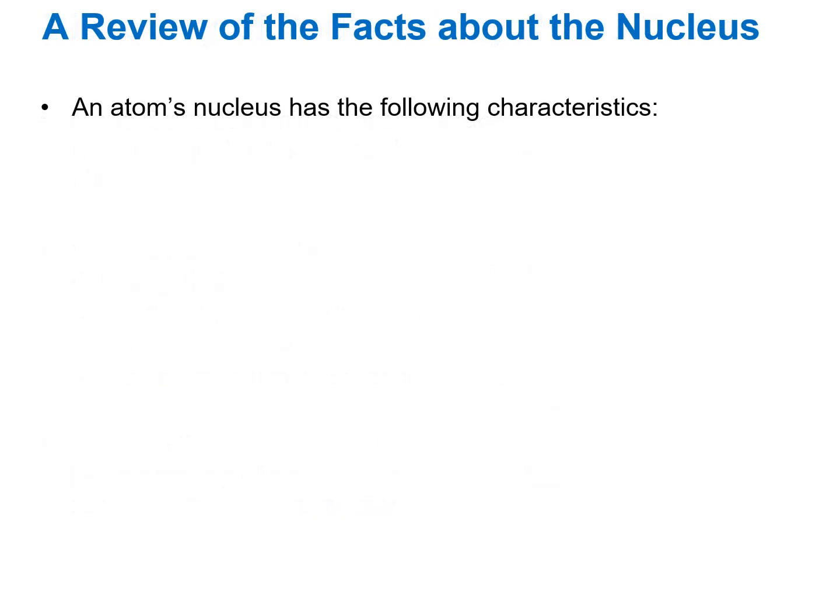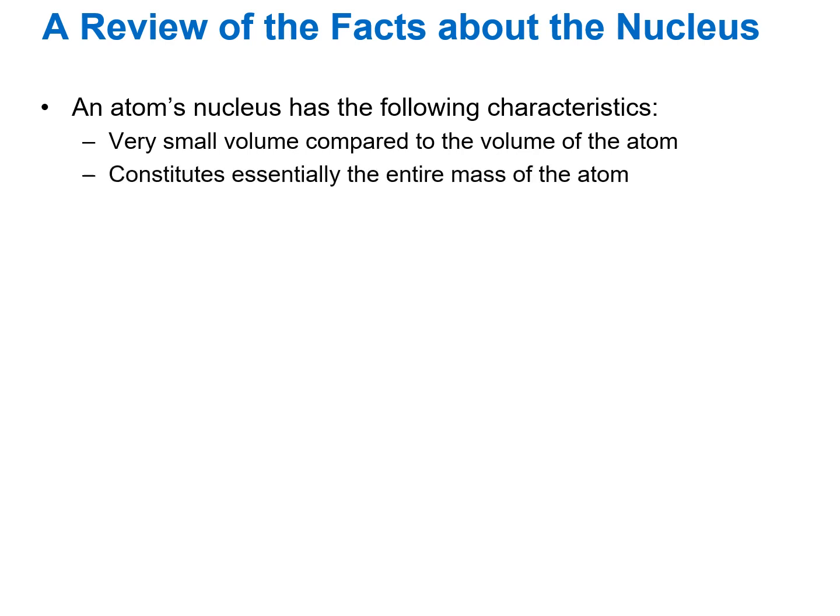So before we get too much further, let's review what we know about the nucleus. We know that it has a very small volume compared to the volume of the atom. Remember, it's where all the mass is, but none of the volume, and the electrons is where all the volume is, but none of the mass. We know that it constitutes essentially the entire mass of the atom. We know that the nucleus is very dense. The orbitals are not dense, but the nucleus is the dense part of our atom.